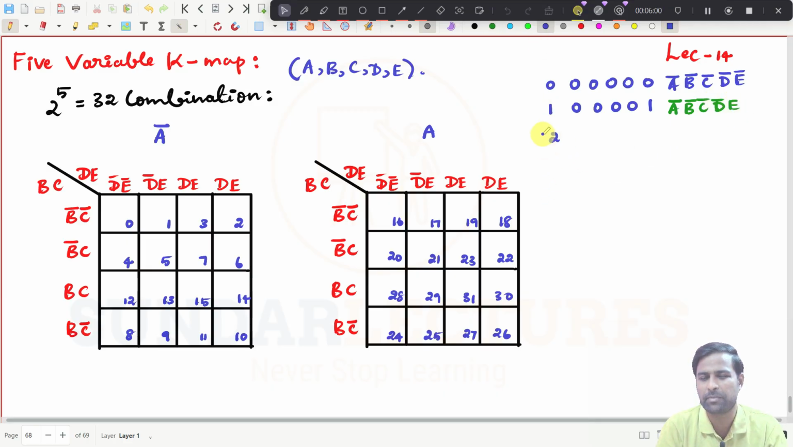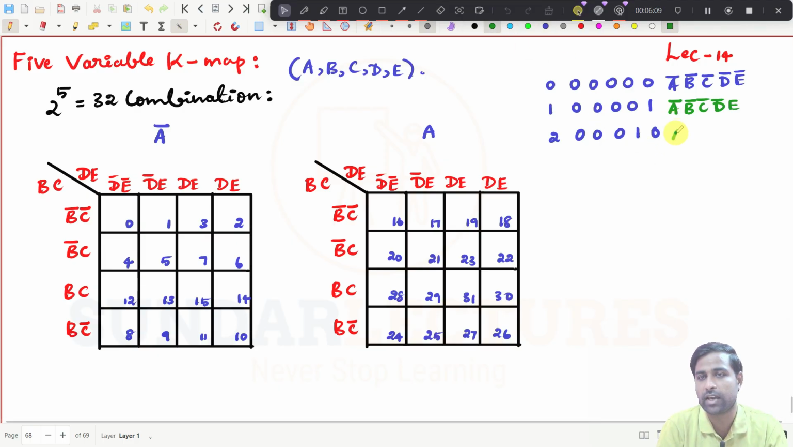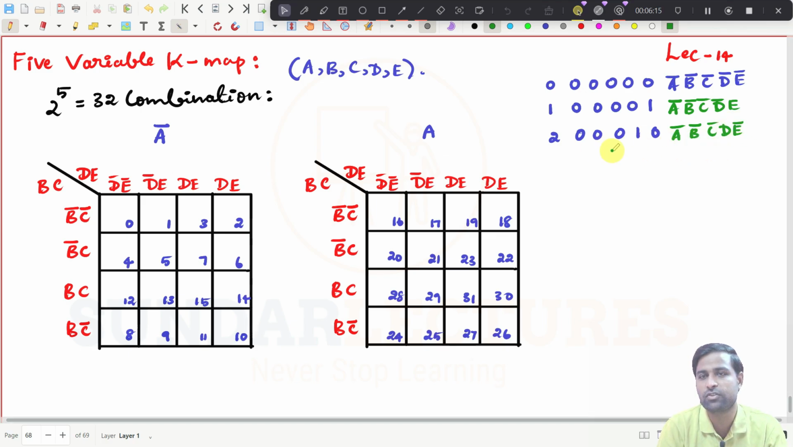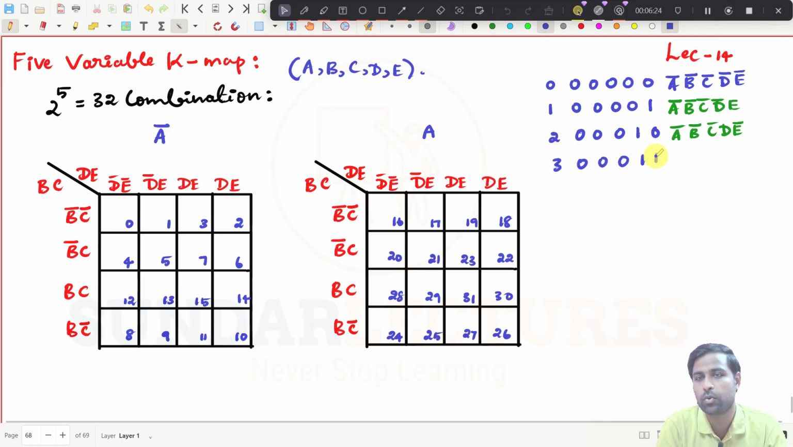And the third min term, min term number 2, will be 0, 0, 0, 1, 0, right? So next it will be 10. And what will be the value here? A bar, B bar, C bar, D, E bar. For zeros you have to put bar, and for 1 you have to put the normal value. And for 3, you know, right? 0, 0, 0, 1, 1.